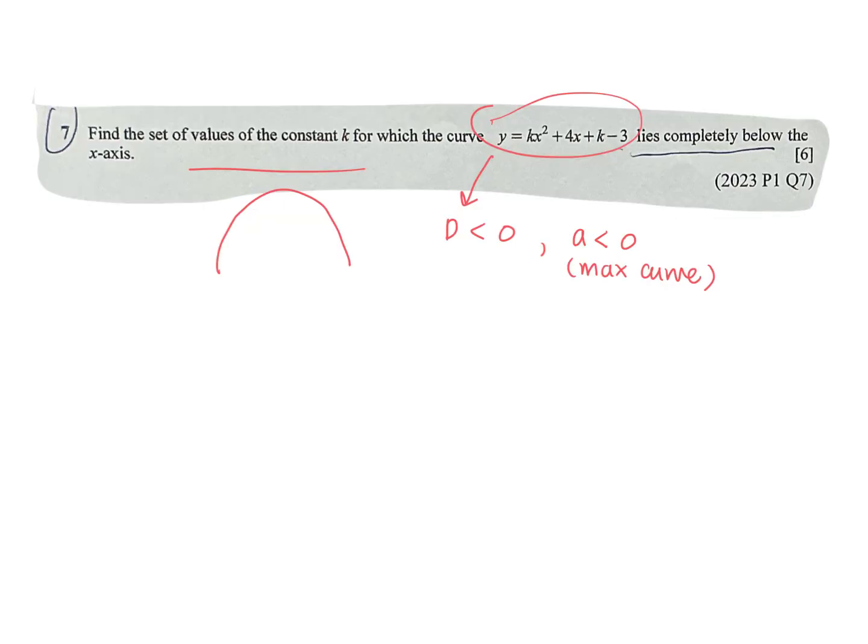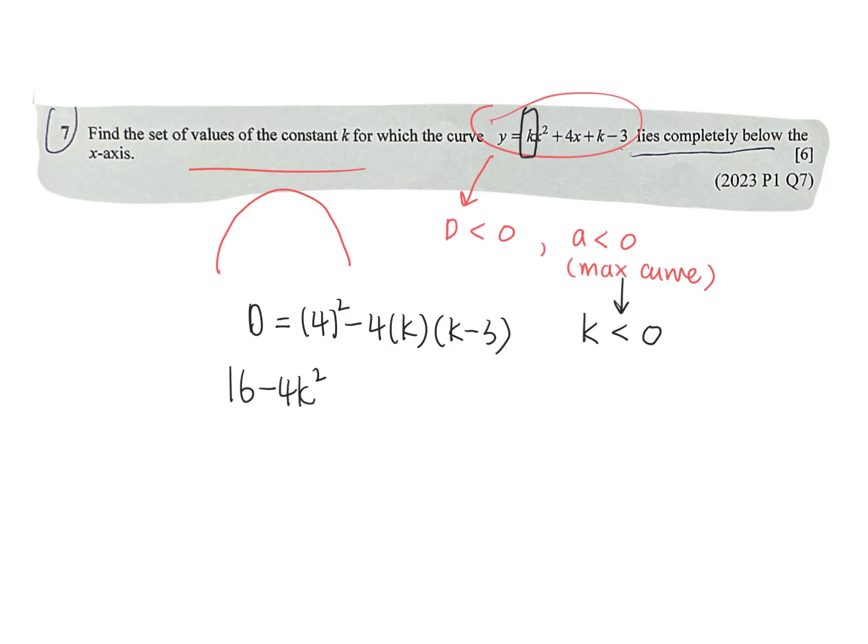So first thing first, I know my A must be less than 0. So A being your K is less than 0. This is from part 1. Second part, I go and find my discriminant, which is B square minus 4AC. And this thing here must be less than 0 as well.